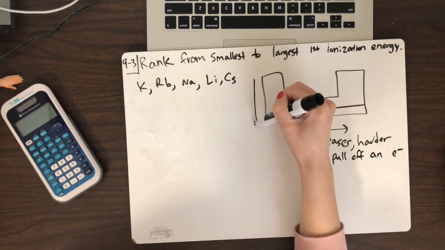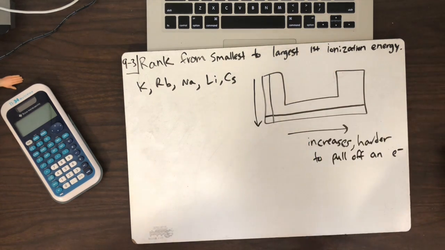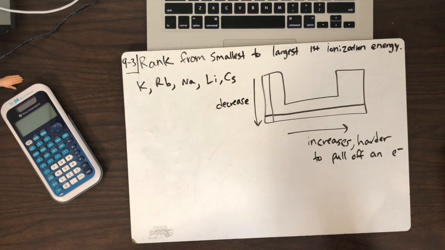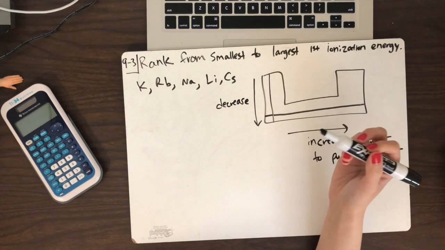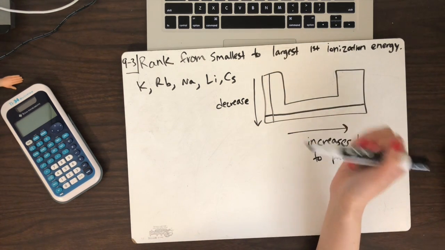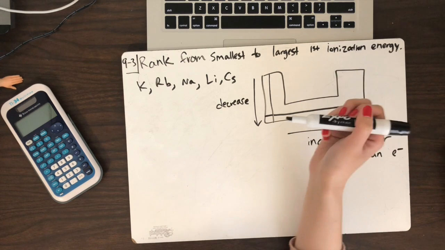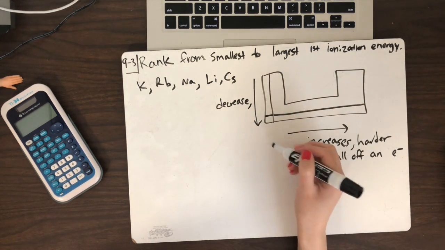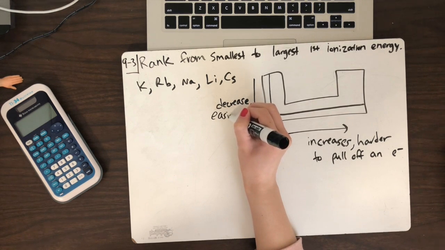And then going down a group, it's going to decrease just because these are bigger, these shells are going to be further away versus these shells up here are going to be closer to the protons. So as you go down, then it gets easier to pull off an electron.